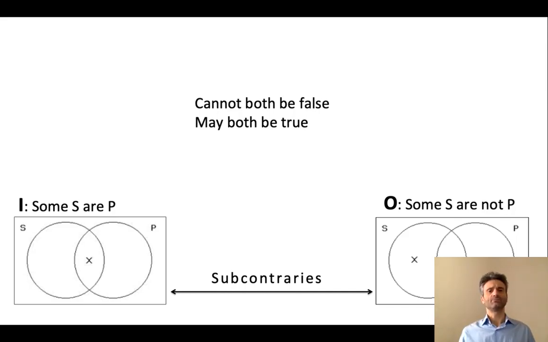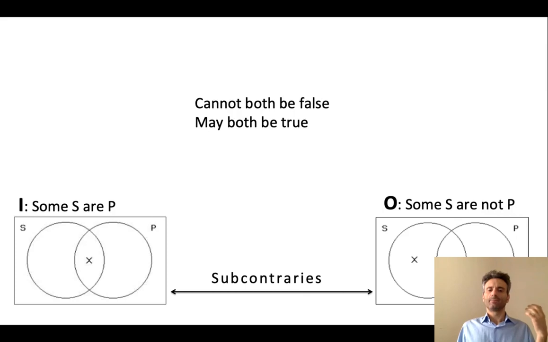It's not a necessity. In this case, they're both true because some bananas are yellow, some bananas are not yellow. However, they cannot both be false. Let me put it this way: if it's false that some bananas are yellow, then it must be true that some bananas are not yellow, because that's exactly what I deny by denying that some bananas are yellow.